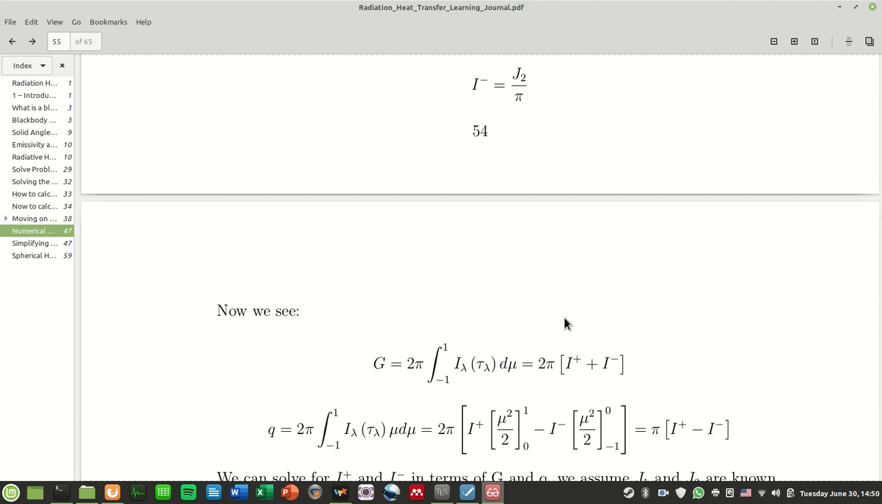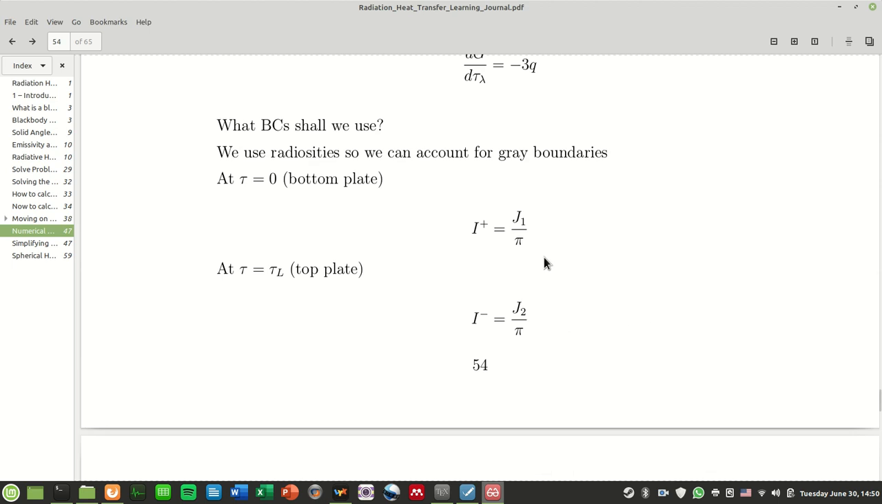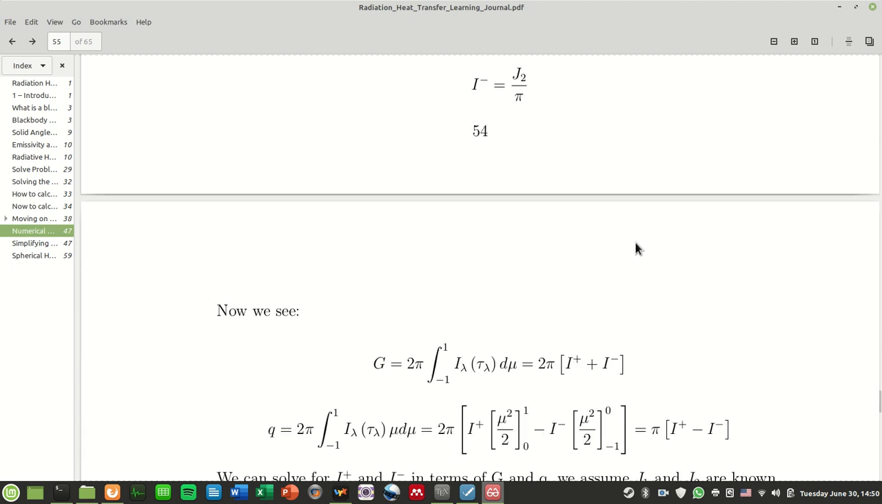Because intensity and the heat flux are related by the angles. Intensity is on a per solid angle basis. That's why you have a pi at the bottom there.